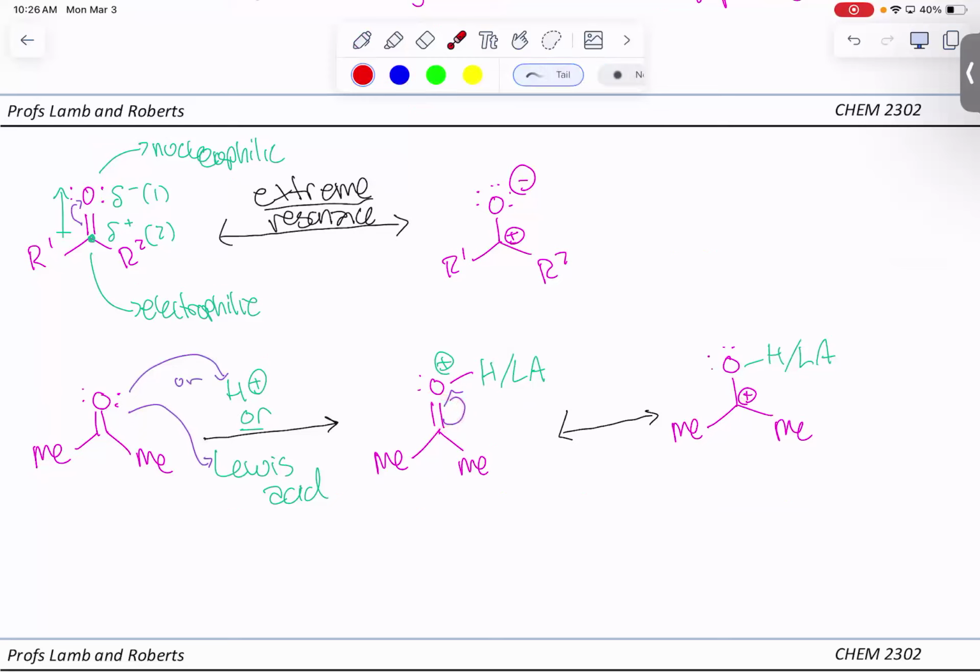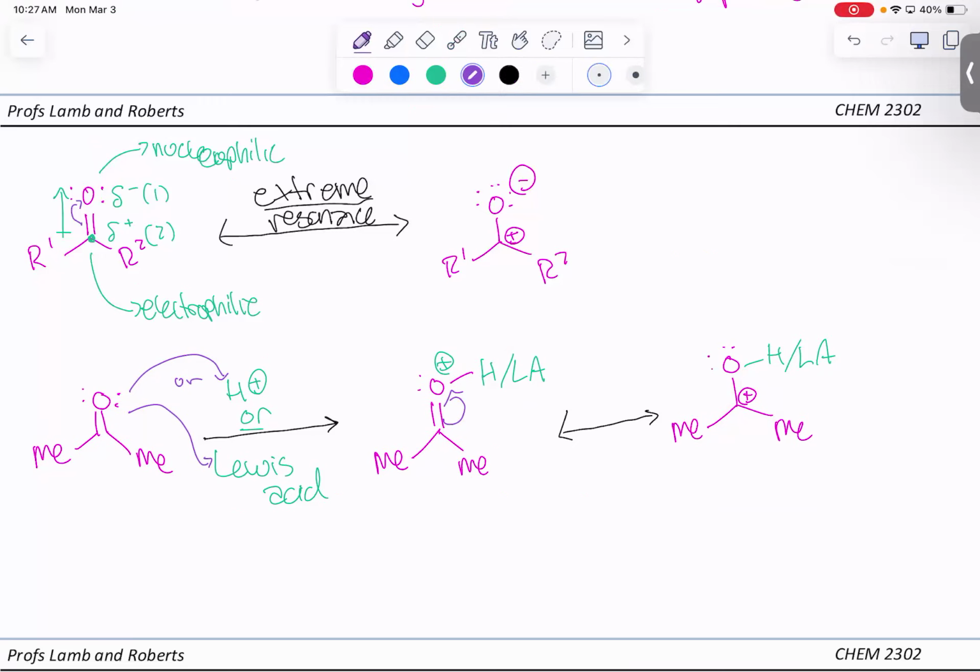So again, this is an extreme resonance structure, but it helps us understand why our Lewis acids are increasing the electrophilicity, right? Because now all of a sudden we have this positively charged carbon, or if you want to think of this resonance structure, we can think of it as a more partial positive or the carbocation itself. And this helps us to understand it's more electrophilic.